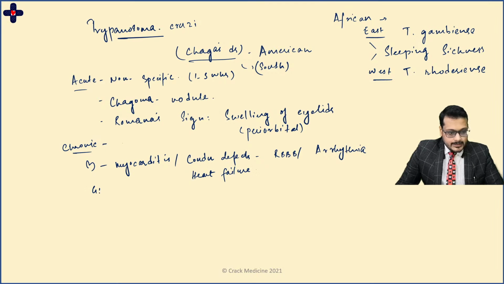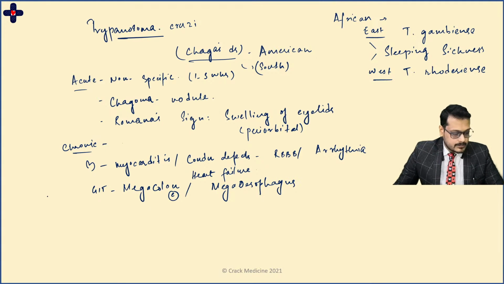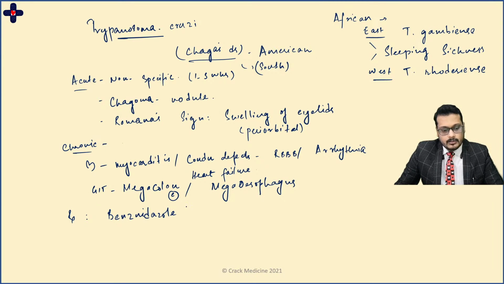Then in your GIT is the one that is mostly affected. You have megacolon, that is the most characteristic sign of Chagas disease. You can also have megaesophagus. Yes. So how will you treat this very dangerous condition? You will treat it with benznidazole or nifurtimox.